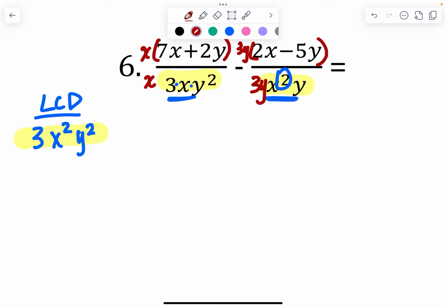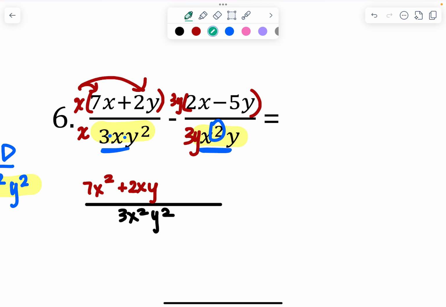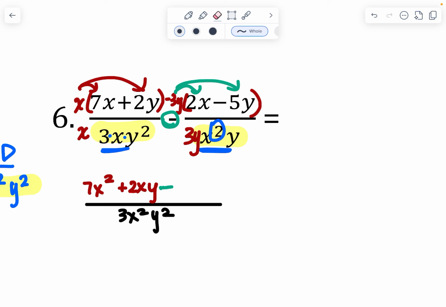Okay, and so my LCD is 3x squared y squared, and they both have that denominator now. To clean up the numerators, distribute your x, and you get 7x squared plus 2xy. And then careful with this minus sign. We're distributing the 3y. If you want to think of it as distributing a negative 3y, that would leave us with a minus 6xy, and then a plus 15y squared.